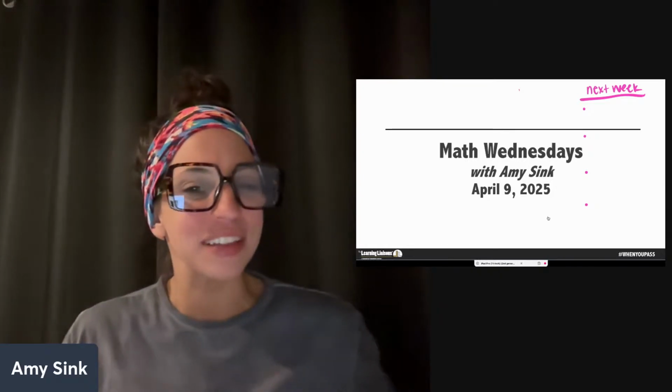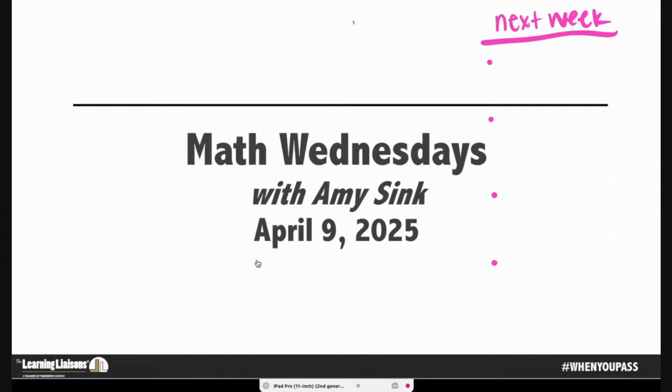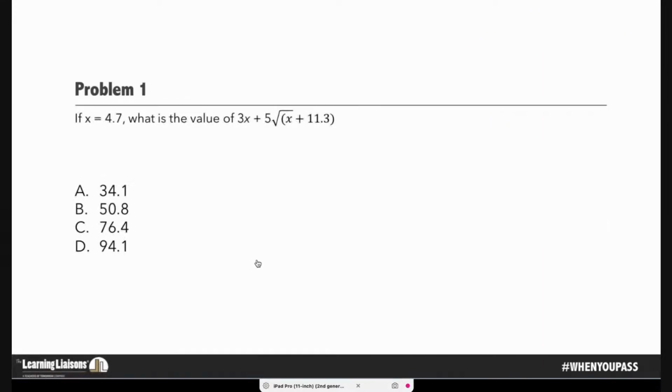So without further ado, let's go ahead and go over our first problem. If x equals 4.7, what is the value of 3x plus 5 times the square root of (x plus 11.3)?